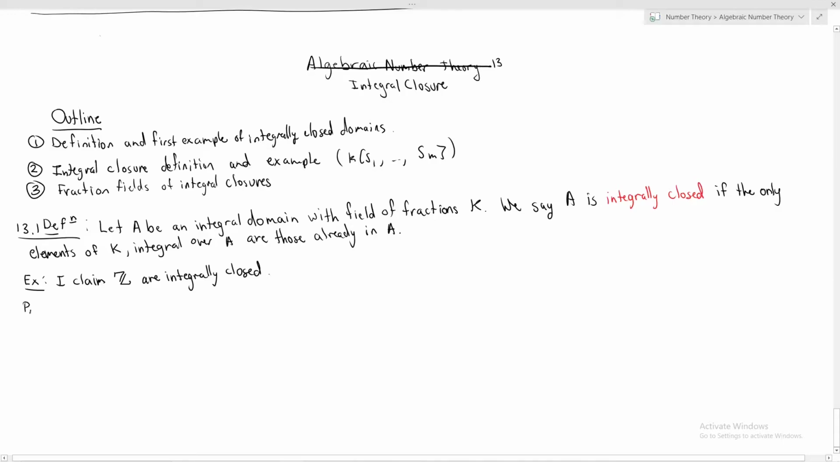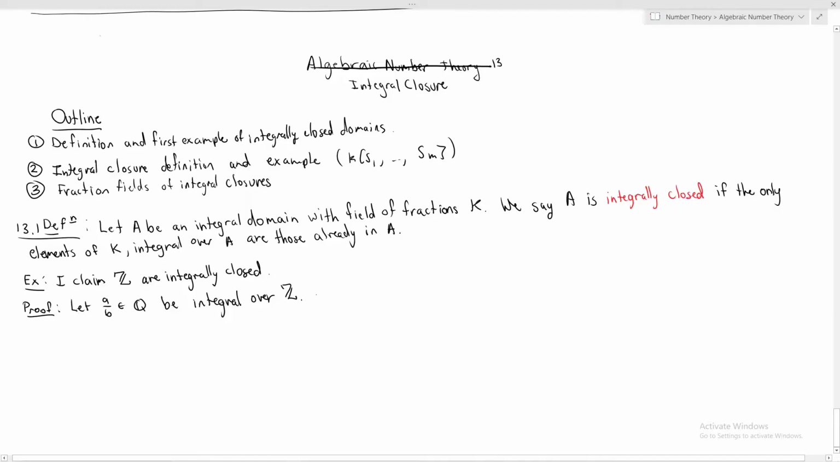Okay, how do I prove this? Z has field of fractions Q. I'm going to take an arbitrary element of Q which is integral over Z, and show that it has to be an integer. Let a over b be in Q, integral over Z. And I'm going to show that b necessarily divides a, so that this is actually an integer.